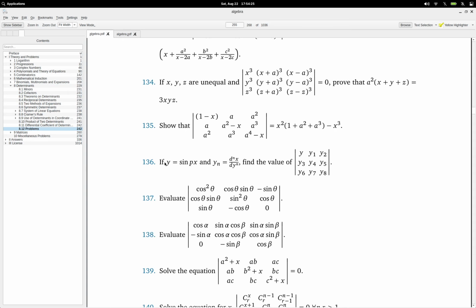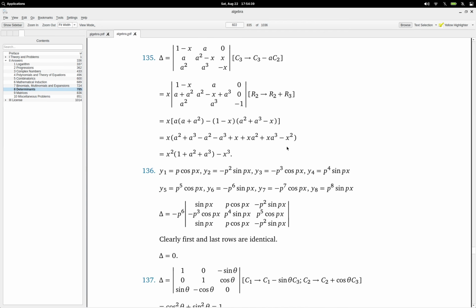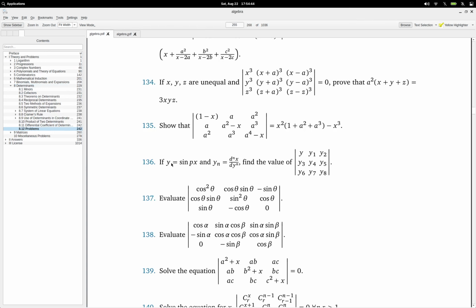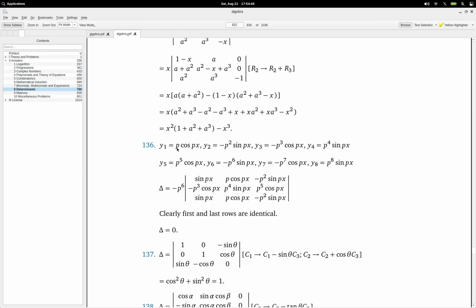Question 136 says that if y is equal to sine px and yn is equal to the nth differential of y with respect to x, find the value of the determinant with rows y, y1, y2; y3, y4, y5; y6, y7, y8. Okay. So we look at the given function y is equal to sine px, and we see that y1 is equal to p cos px, y2 is equal to minus p square sine px, y3 is equal to minus p cube cos px, y4 is equal to p to the power 4 sine px, and so on.